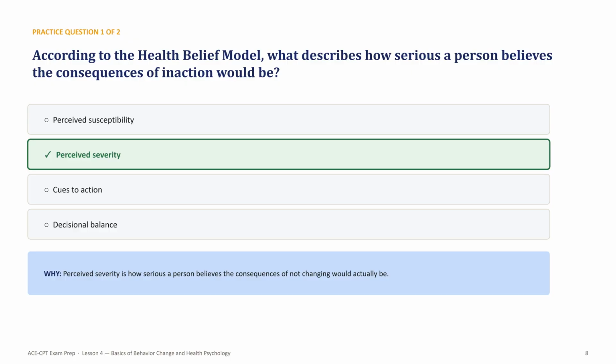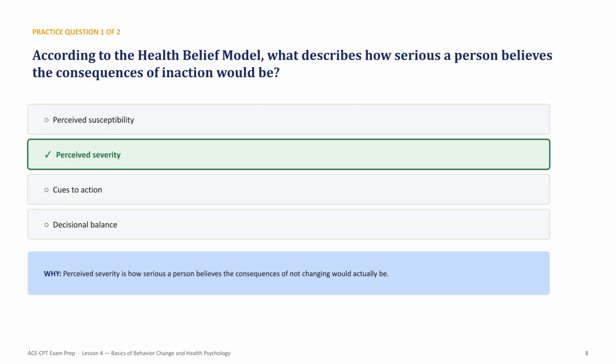Let's test what you've learned with a practice question. According to the health belief model, what describes how serious a person believes the consequences of inaction would be? Your options are perceived susceptibility, perceived severity, cues to action, or decisional balance. Take a moment to think it through.